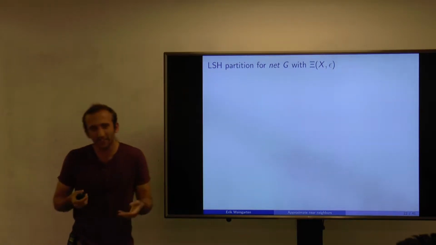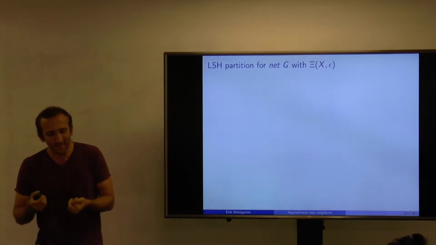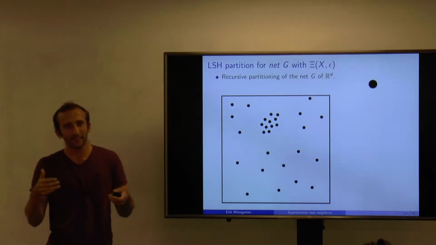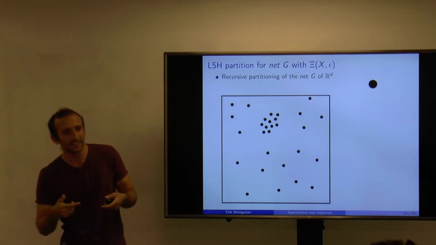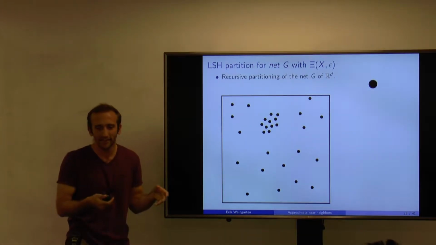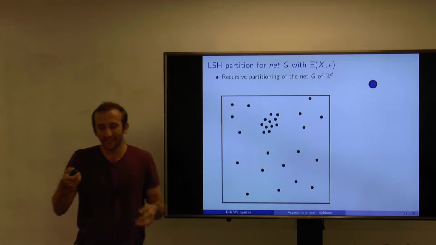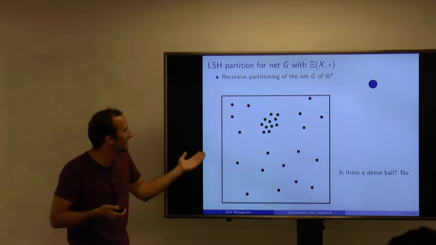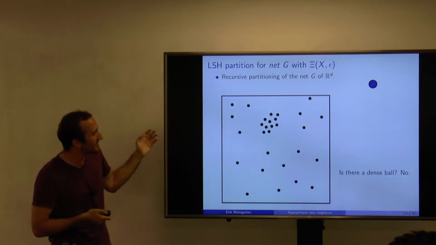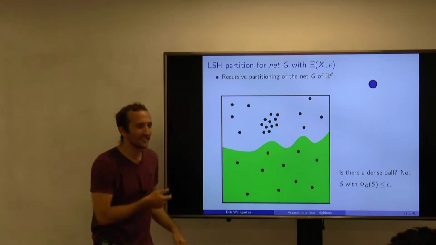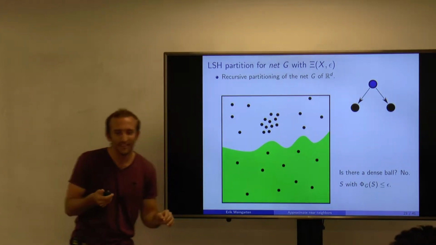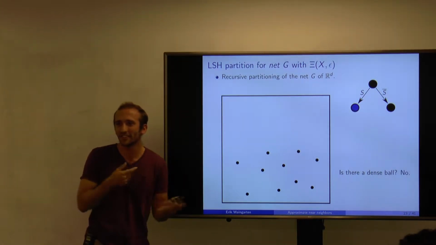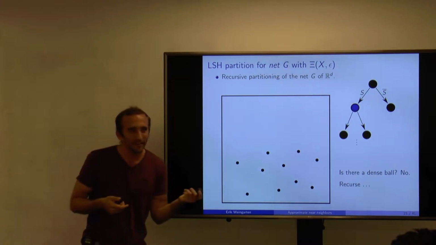The idea is, I gave you a metric space, I gave you a property of the metric space given by the cutting modulus. All you can do is recursively apply this. So we'll partition our metric space using this cutting modulus, and this will build an LSH hash function for our underlying space. We start with our space, and now you'll build the tree by asking, is there a dense ball? If, in this case, there's no dense ball, then by definition we get a cut with conductance at most epsilon, and then we separate the points accordingly. And then we simply recurse on both sides. So again, we can just keep partitioning this graph G by asking whether there's a dense ball or not.